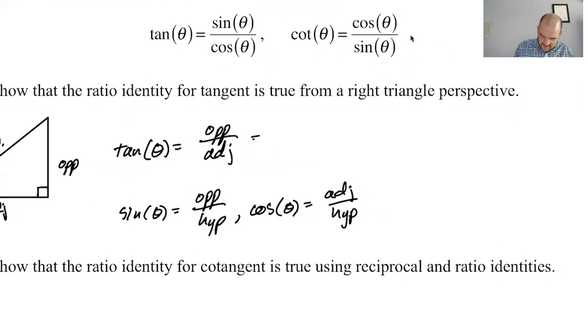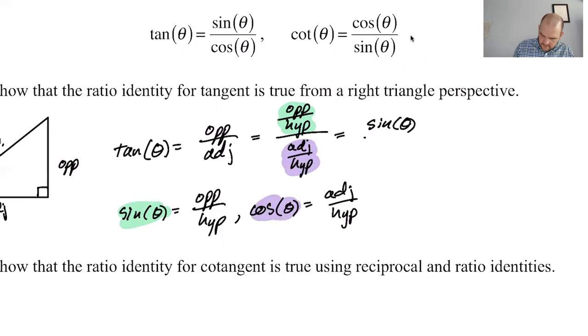So if I take this, opposite over adjacent, and multiply the top and the bottom, numerator and denominator, by 1 over the hypotenuse, that's essentially what I'm doing here. We get this, but then this part is actually just sine. So we got sine of theta. And then this part is actually just cosine.